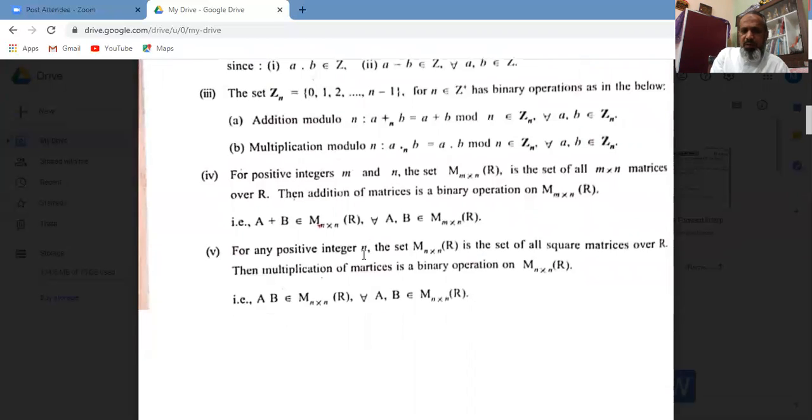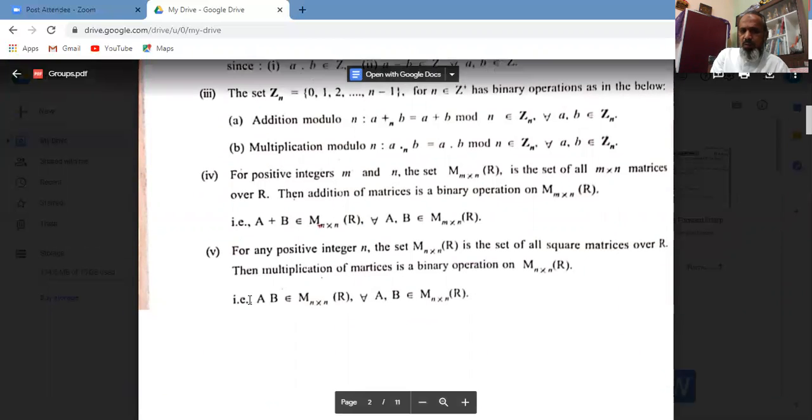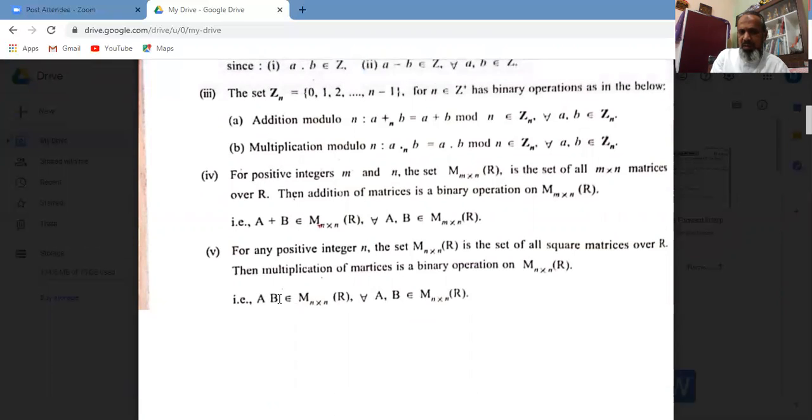Similarly, if we take any two matrices, then the product of two matrices A into B is n by n, not m by n. If the matrices are of order n by n, A is of order n by n, B is also of order n by n, then we get the product of two matrices of order n by n. So A, B belongs to the set of n by n matrices.